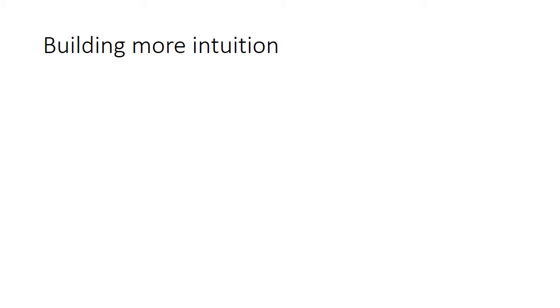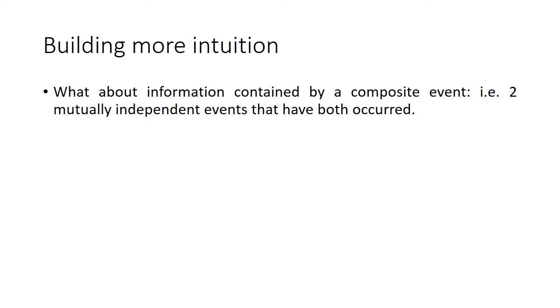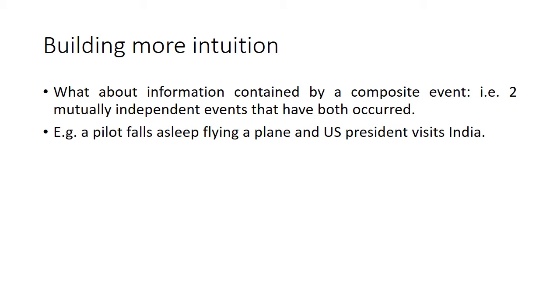So let's build some more intuition into this. Let's try to build a little more intuition so that we can come up with an expression for information. Let's think about a composite event. Two mutually independent events that have both occurred. Okay, let's take an example. A pilot falls asleep flying the plane, and US President visits India. So these are two different events. They are in no way related to each other. US President visiting India and a pilot flying a plane and then falling asleep within that plane.